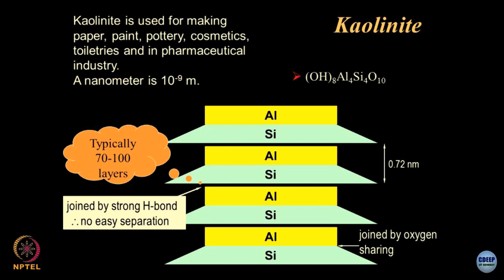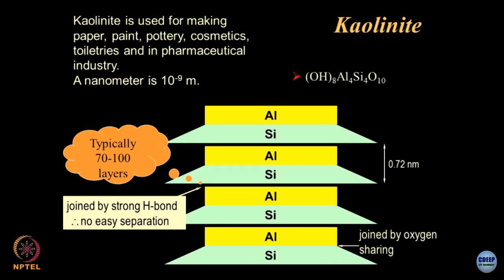So I will make a dough of these minerals and extrude them to get a Vim bar, soap bar, lipsticks of different sizes, papers of different sizes and so on. So this is the structure of kaolin. 1 nanometer is 10 power minus 9 meters. This is the formula for kaolin: alumina and silica sheets put together. Typical spacing is 0.72 nanometer, and this could be because of the oxygen sharing, and typically 70 to 100 layers are there, and as I said, they will extend into infinity.